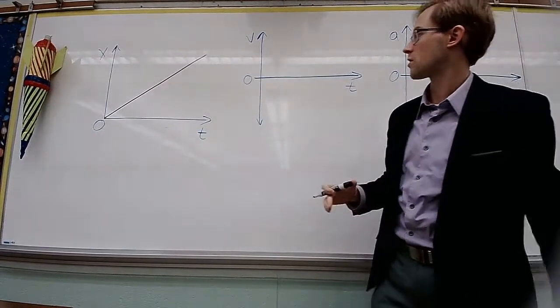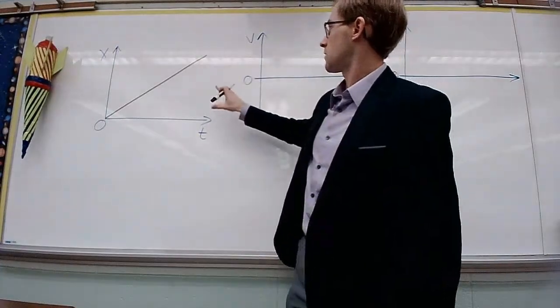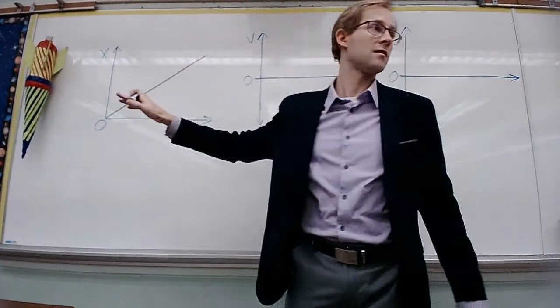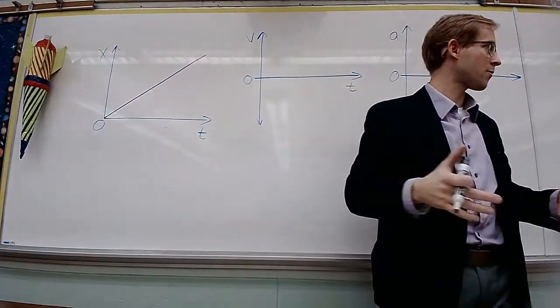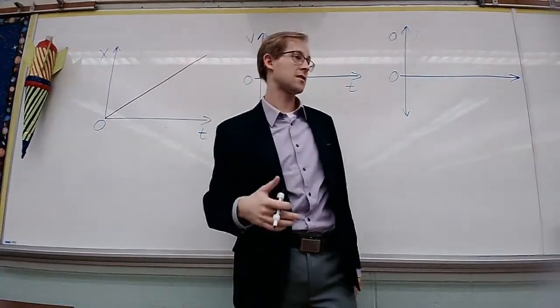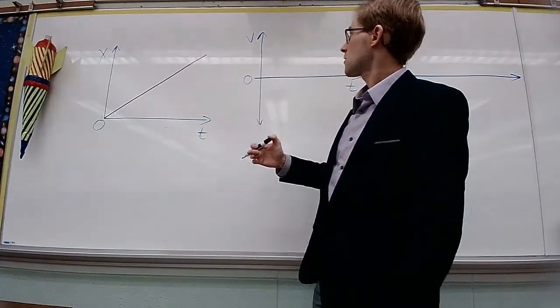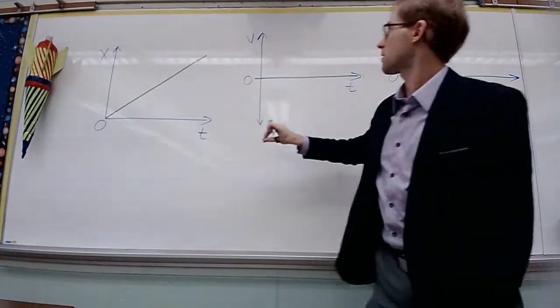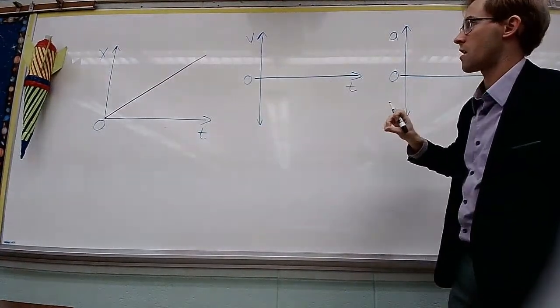One of the things we talked about last year was what the slope of this graph means. The slope of a position time graph represents how fast you're going. It represents velocity. You don't have to memorize that. It's on your formula sheet. So, if that's what this graph looks like, the question is, what does the velocity time graph look like?